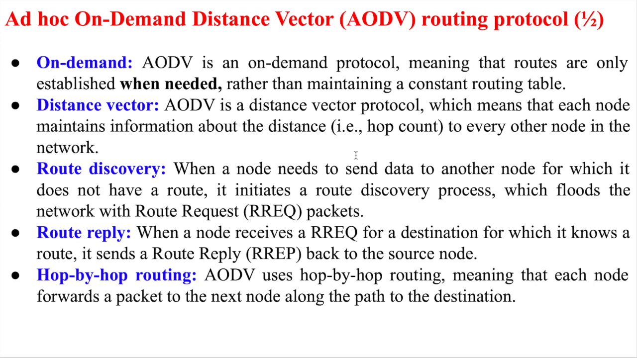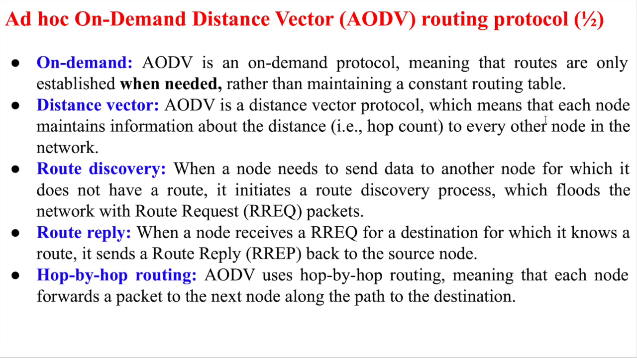We can see some information about the AODV, DSDV and DSR routing protocols. The AODV routing protocol, as we already saw, is an on-demand routing protocol, meaning that routes are only established when needed, rather than maintaining constant routing tables. That means you can make the routing path when needed; earlier there is no information for that. Another feature is that, as its name suggests, it is a distance vector routing protocol.